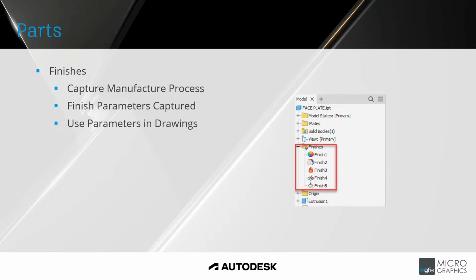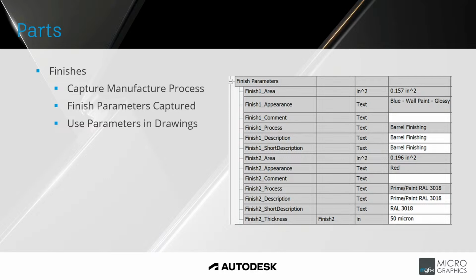Now each of these finishes is captured essentially as a feature, but the parameters that are linked to these finishes are also captured. So having a look in the model parameters, we see finish parameters as its own section, and we see there finish 1, we have area, appearance, a comment, the process, a description, and then a short description. Finish 2, we have similar information there as well.